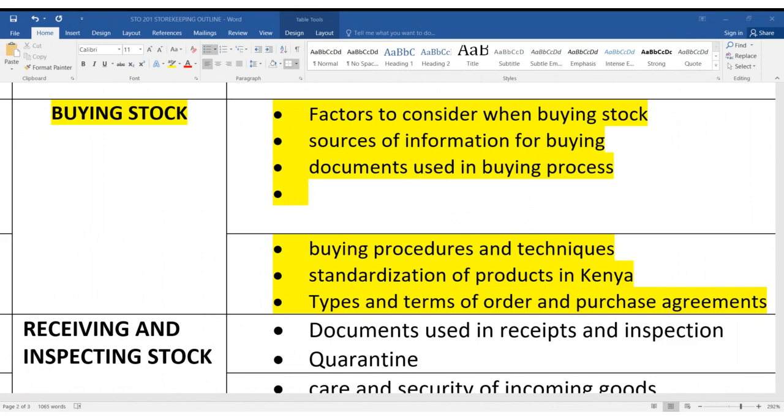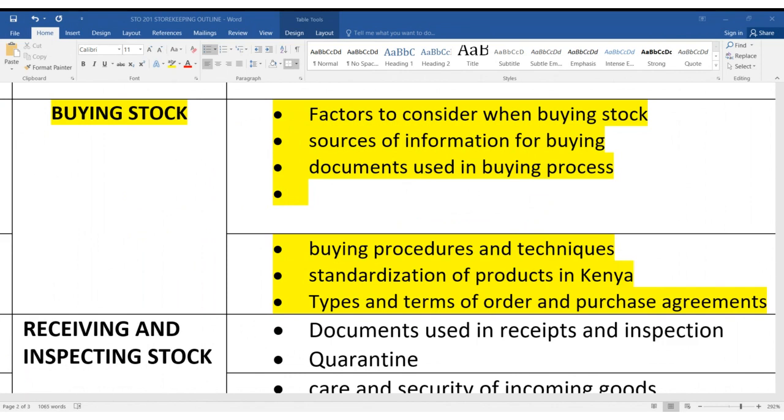Consideration 1, the quantity to purchase. Quantity of goods is important because it matches the needs that the organization requires for the purpose that they are making the purchase. Secondly, quality of the product. Quality is important because it matches the specification and the need for which the product is required. Therefore, product attributes and features matter a lot in making a purchase decision, because the purchase decision must meet the need of the user department.